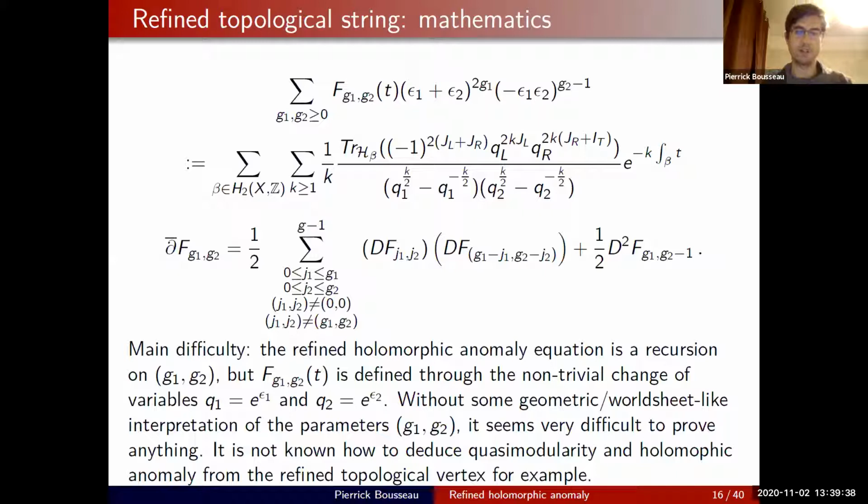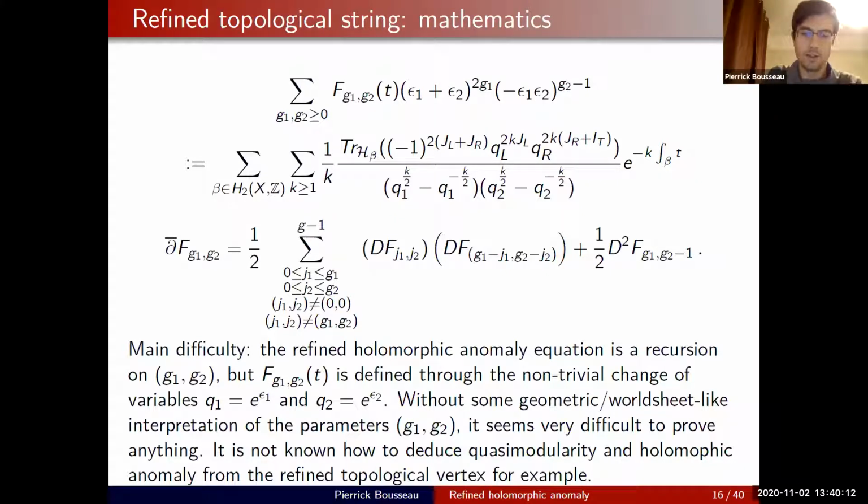Okay, so here I just wrote again the definition and the statement of the refined holomorphic anomaly equation. And here the main difficulty is that the refined holomorphic anomaly equation is a recursion over these parameters G1 and G2. But F_{G1,G2} is only defined through the non-perturbative variables Q1 equal exponential epsilon 1 and Q2 equal exponential epsilon 2.